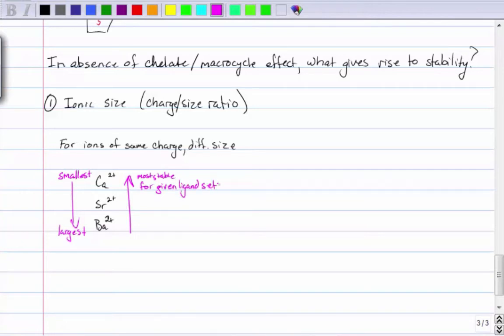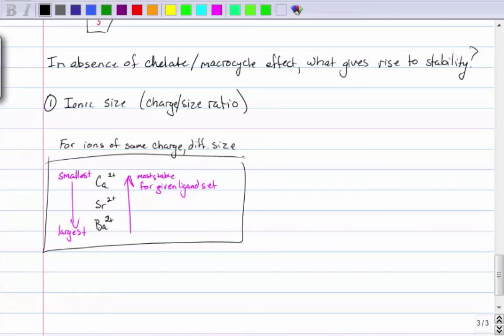So you can use this to, like if I gave you a calcium hexaaqua complex and asked you to compare it with a barium hexaaqua complex, you would want to use this argument. But you wouldn't be able to use this argument to compare calcium hexaaqua with barium hexamine. Okay, so you would only be able to use this to compare similar ligand sets. So that's one thing to remember.